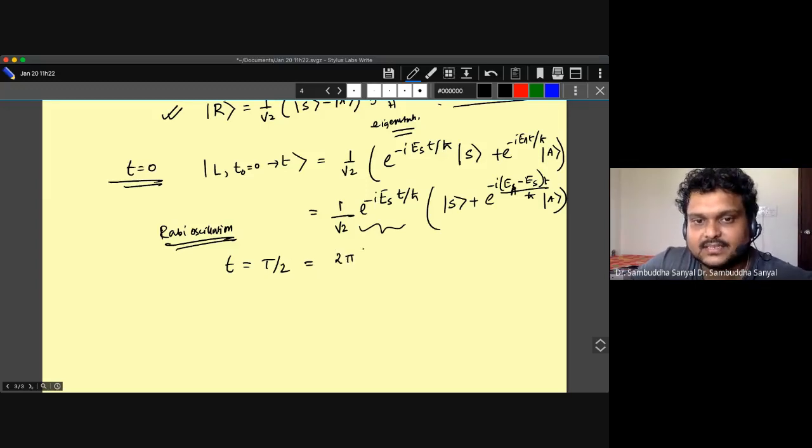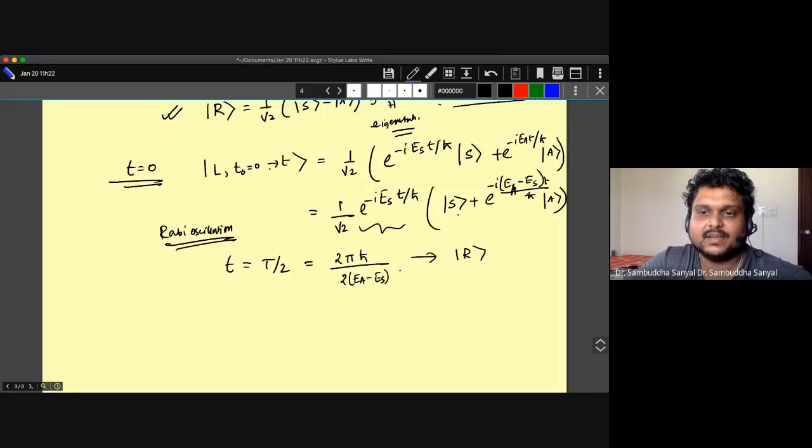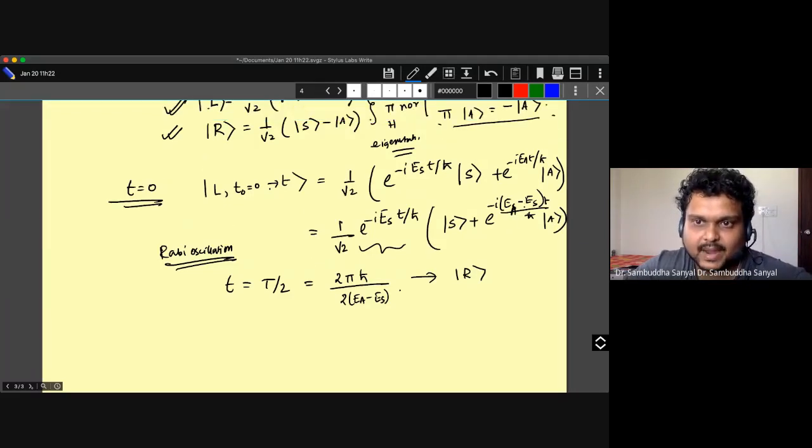So the oscillation period is T, and if I wait for a time small t, which is T by 2, even if I started with L at t equal to 0, it will completely become R, because it will go to the other combination, which is 2 pi times this, so it will become e to the power minus i pi. It will pick up a minus sign and go to R.